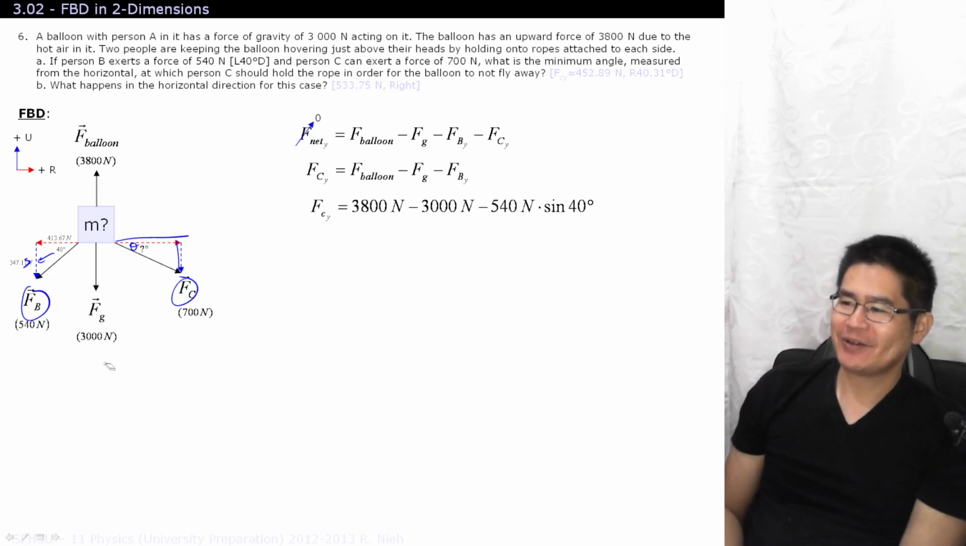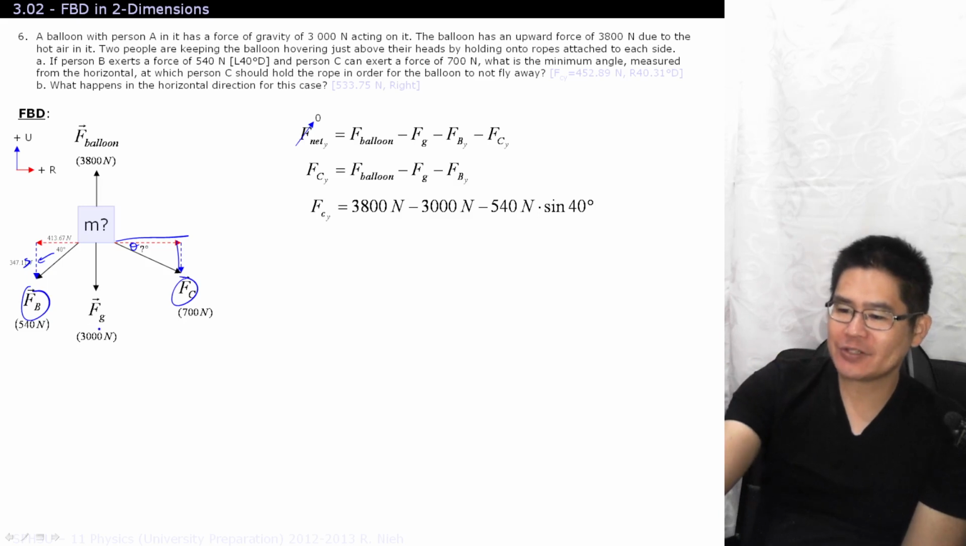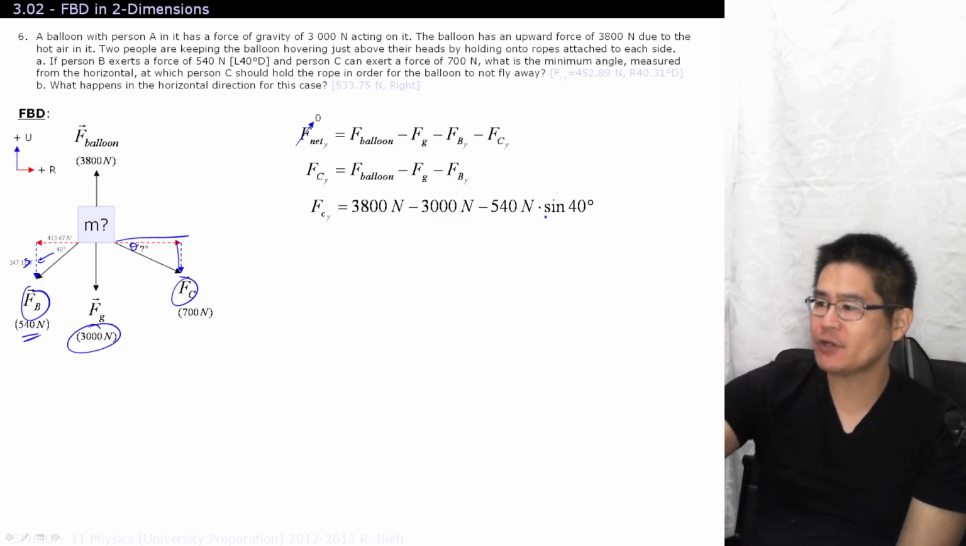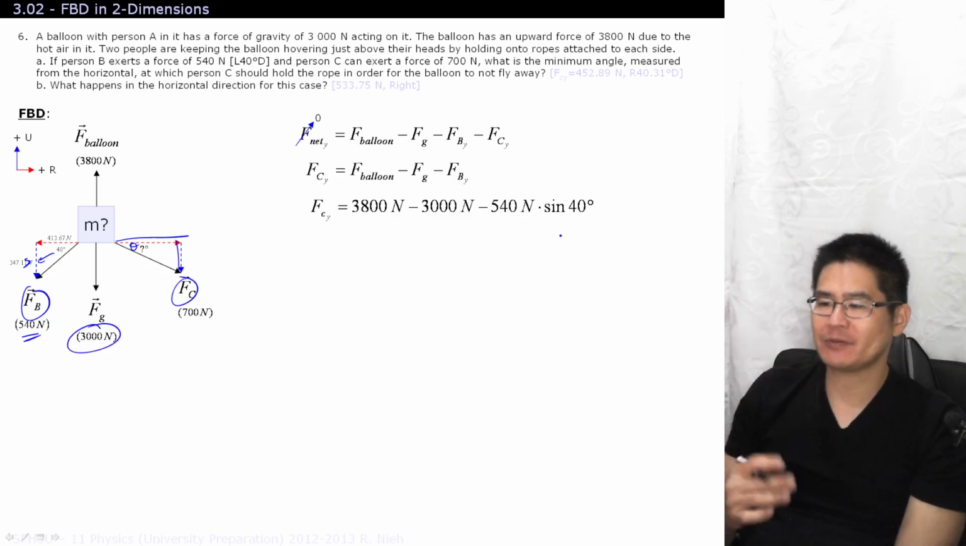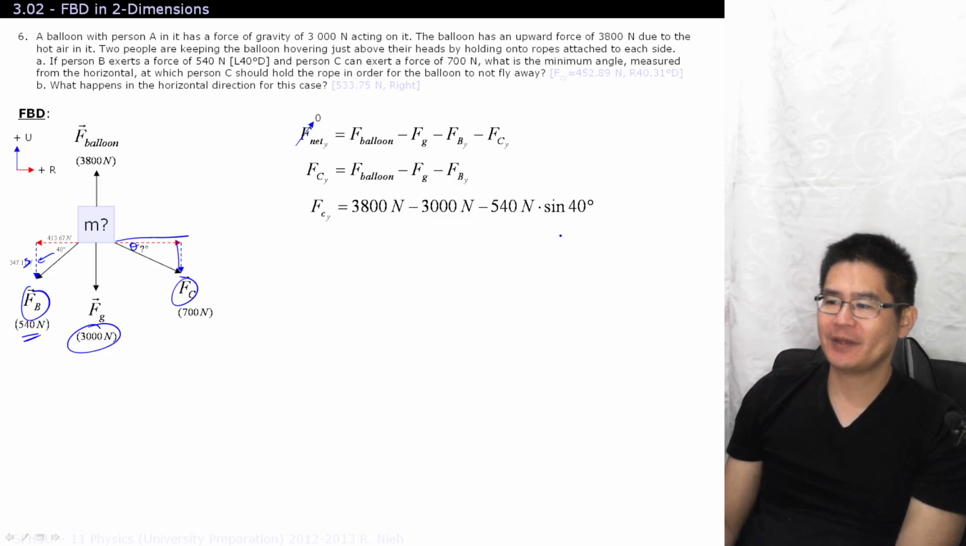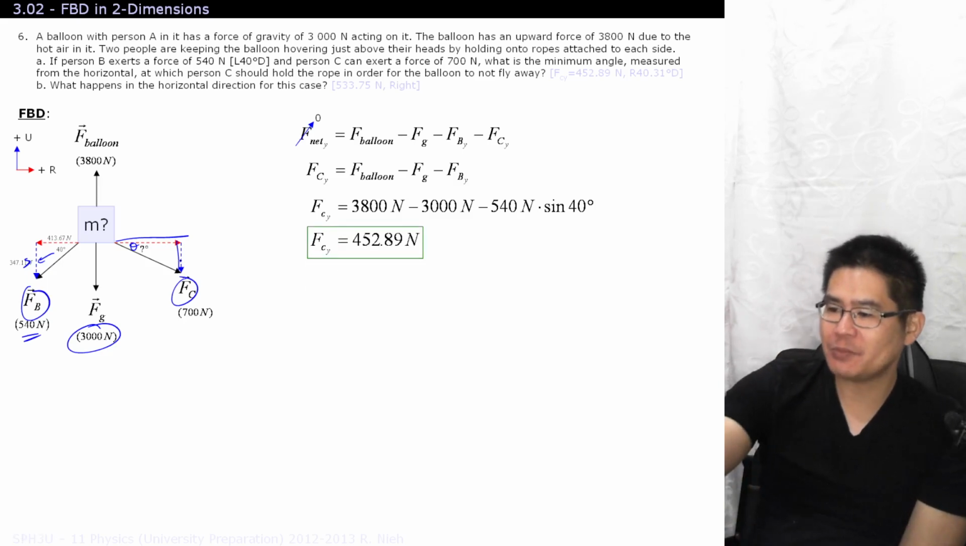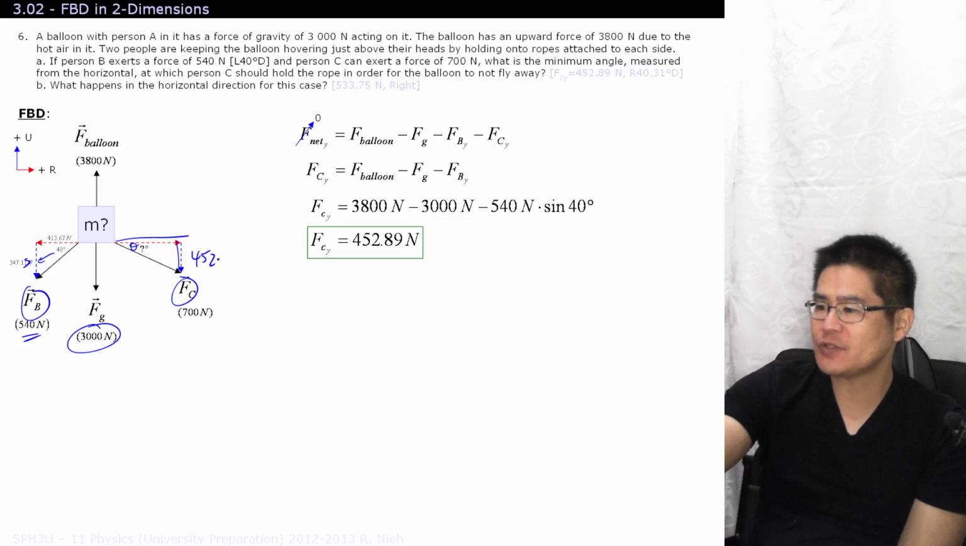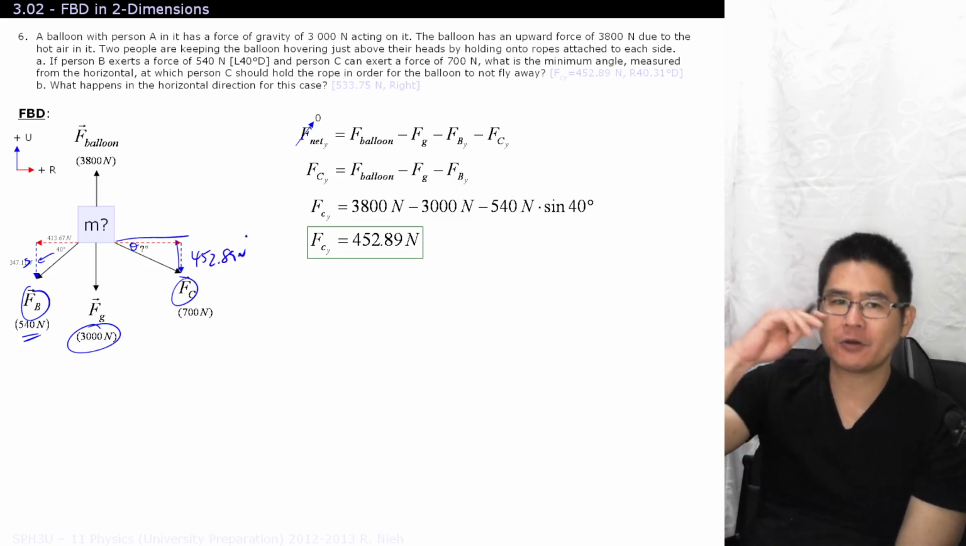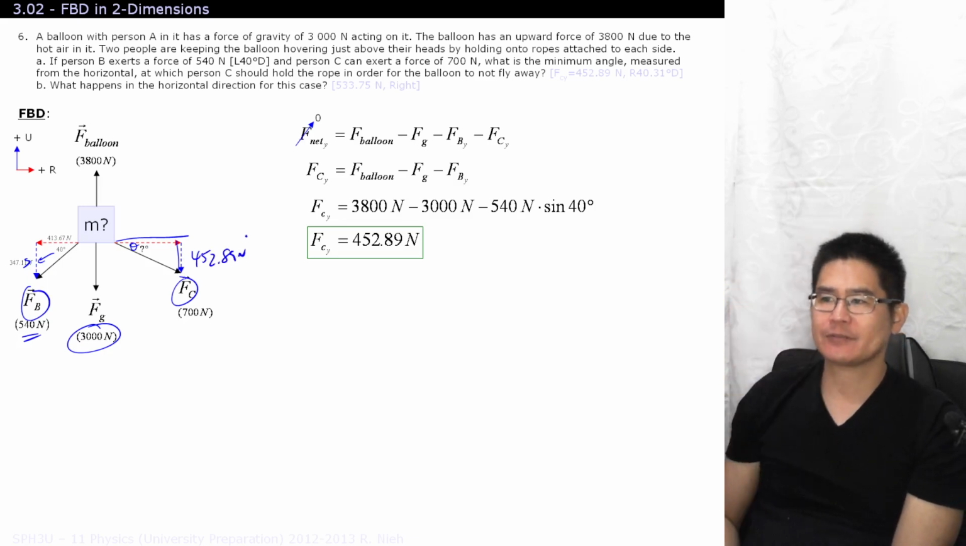All right, so 3,800, subtract the 3,000 newtons downwards, subtract 540 newtons times the sine of 40 degrees, subtract FCY will equal 0, but here we have our FCY. So our FCY will be the solution. You need to pull down an additional 452.89 newtons in order for your F net y to balance out.